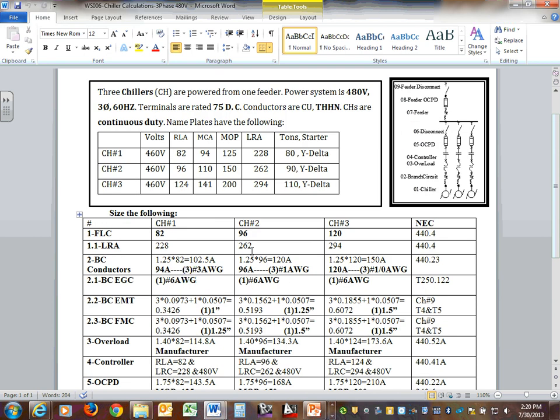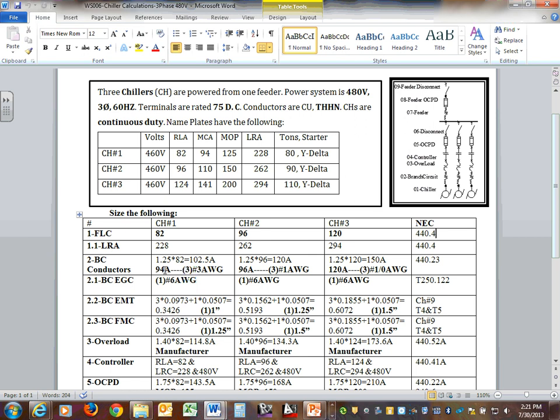But before I do the calculation, is it bolded in yours? It should be bolded, right? The bolded one is what you should go by. The minimum circuit ampacity for chiller number one is 94. Right in here, I must use 94, 96 for the second one and 120 for the third one. That's what I must use. Now, if I don't have these values, here's what I could have done. You take 1.25 times the rated load amps, giving 100, 102. Look at that. From 102, they allow me to size it to 94. That's okay because the manufacturer said you can do that.